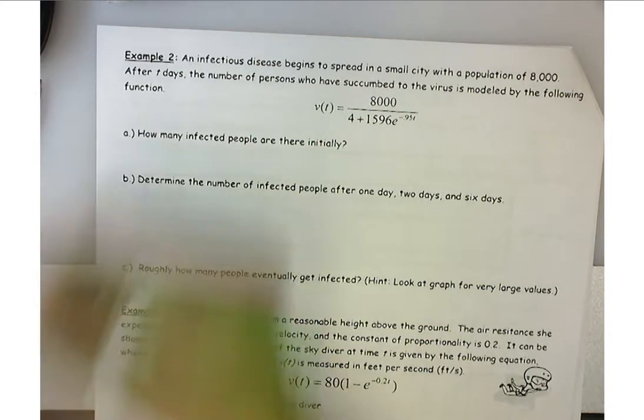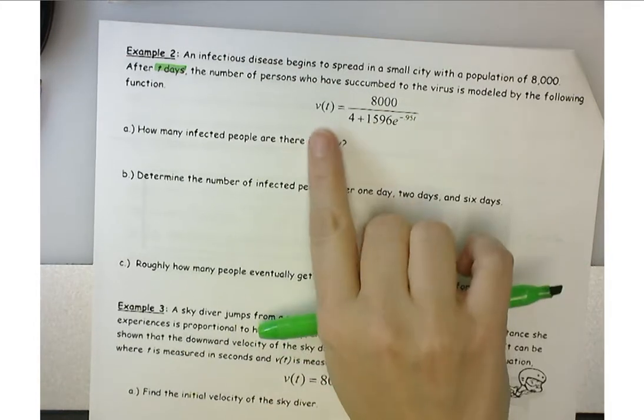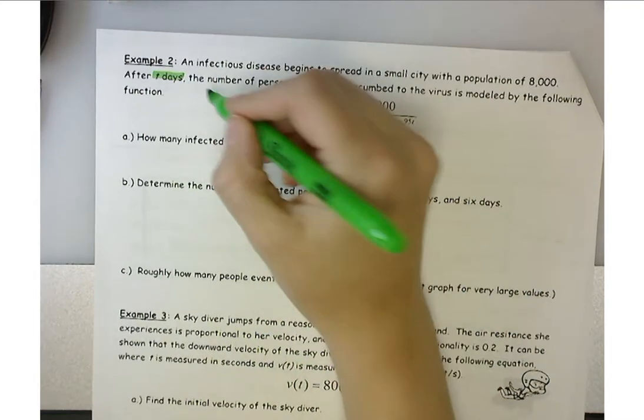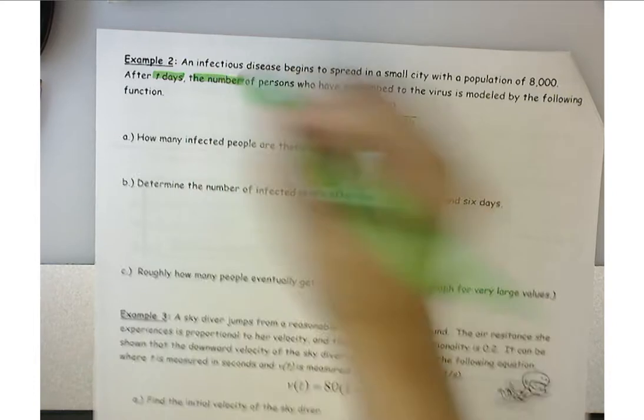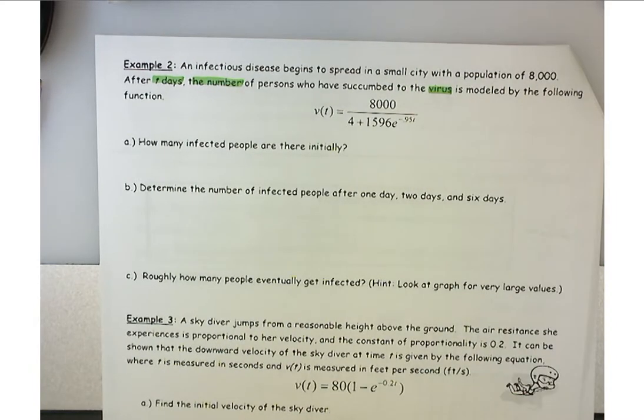Okay, so we do need to understand what our variables represent. So your T is going to be your days. Okay, what does the V of T represent? The number of people. Yeah, the number of people who have the virus. So what we want to do is figure out how many people were infected initially. So how can I do that?